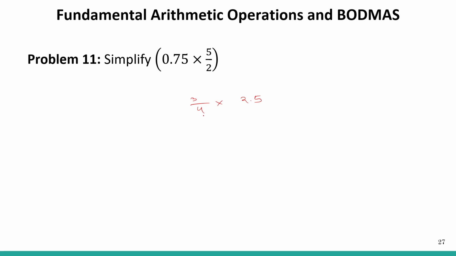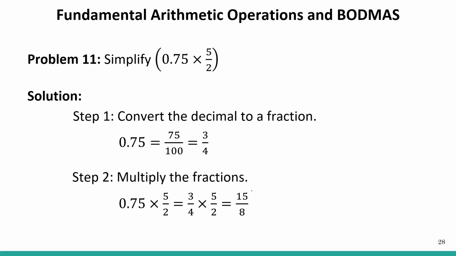Okay. Because there are no exponents. Then what we do is we multiply. So this will be 0.75 into 2.5. So that is nothing but equal to 3 by 4 into 5 by 2. So this is equal to nothing but 15 by 8. So 15 by 8 is the final answer.